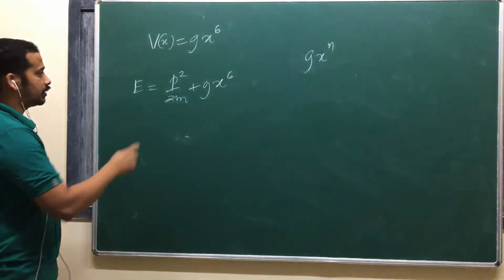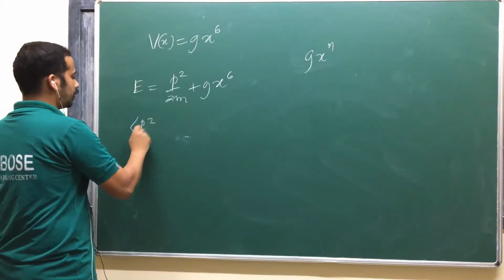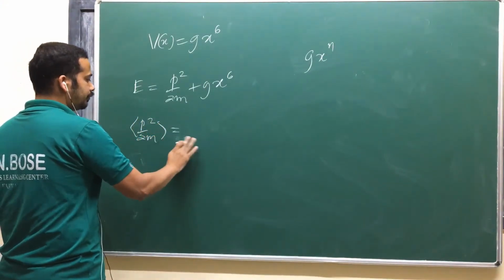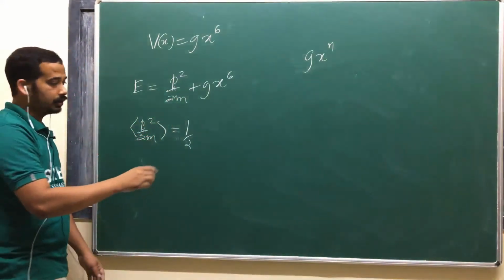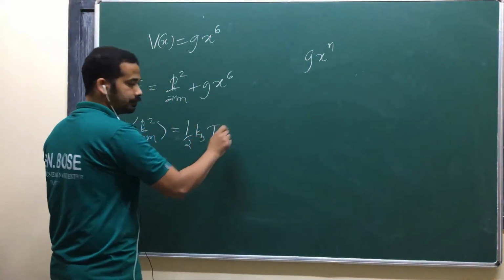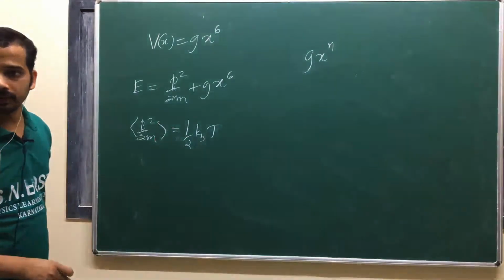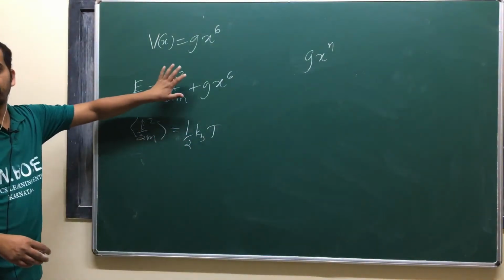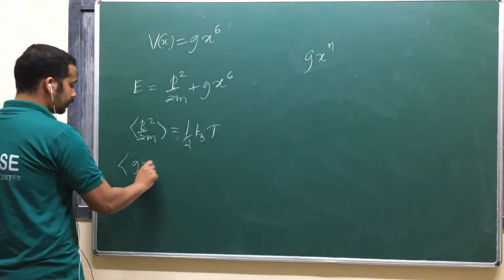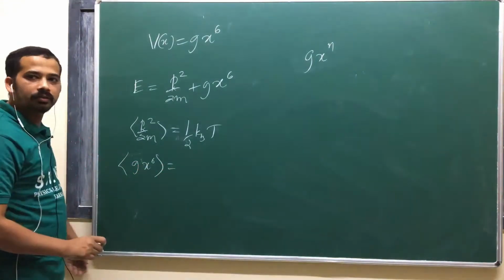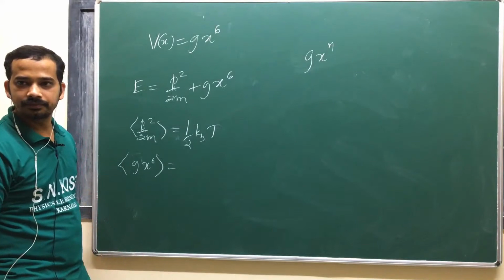So what is the average energy? This part of the average energy, p square by 2m, that's equal to half k_B T for one dimension, px actually. Why? Equipartition of energy. The average value of a quadratic term is half k_B T. So to find g x power 6, I think you can work this one out.